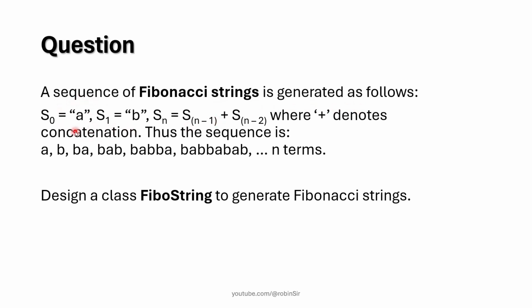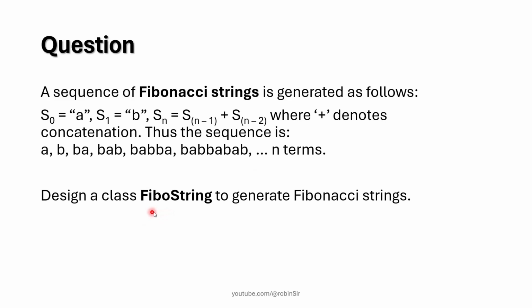A is the first string, B is the second string, and every new string is generated by concatenating the previous string, or you can say the previous two strings. So the last string is concatenated with the second last string. And so for n terms, this will be the sequence. This is how the sequence will appear.